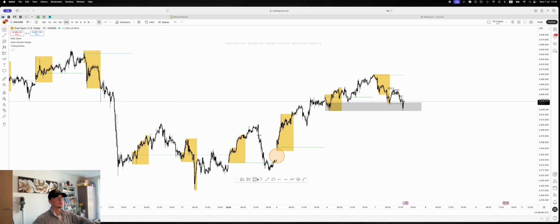You see how here, this was never mitigated? Right? I mean, you could do that, but even if you covered that wick high in there, it still wasn't tapped. Do you know why? Because this was an inducement. Inducement low. This is the one I entered on Monday. And then look, price took, made a new high.